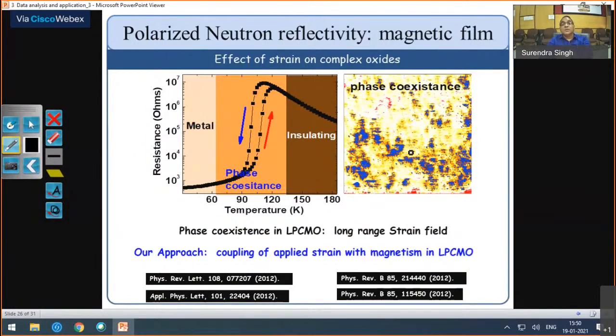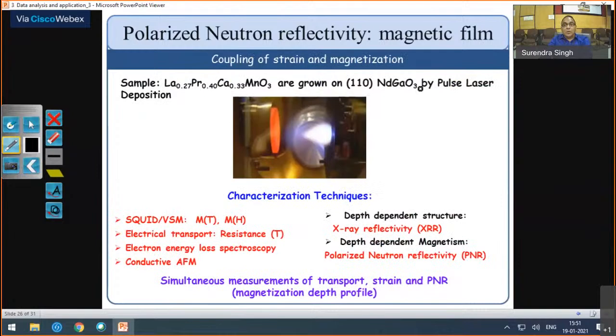Because from this conductivity measurement we see it becomes metallic at low temperature, and there is a phase coexistence in this, and this metal is nothing but the ferromagnetic phase in the magnetization study. So what we did in this particular system is we took one sample of composition La27, Pr40, calcium 33, MnO3, and these are thin films grown on the NGO substrate by pulsed laser deposition.